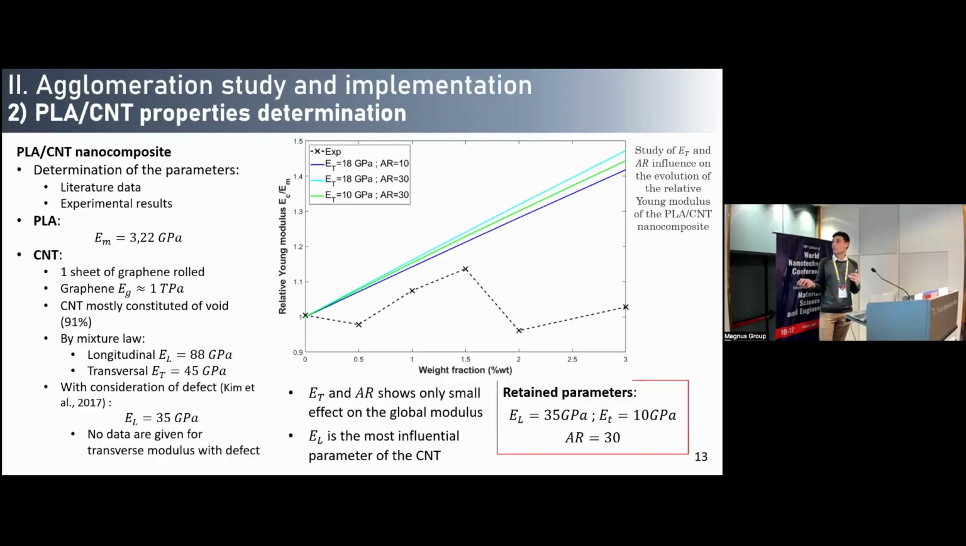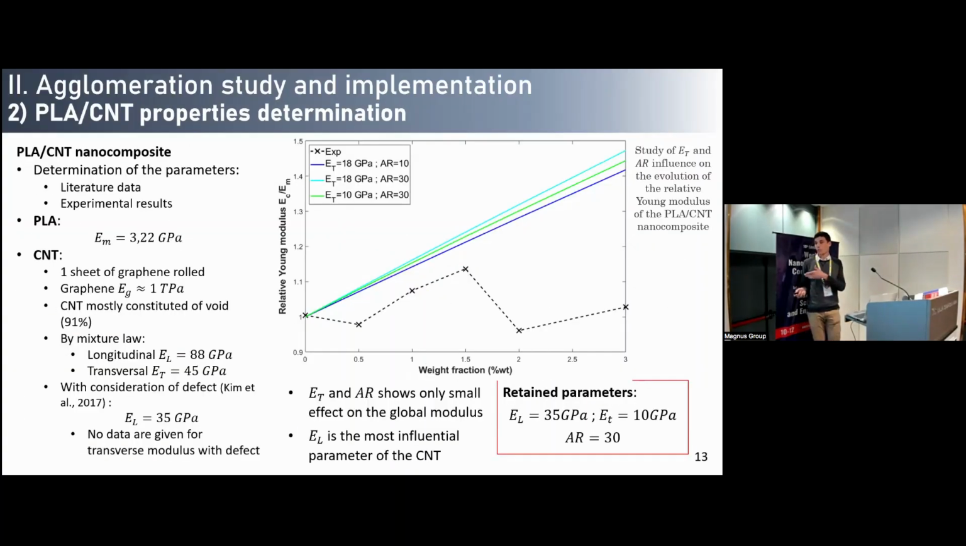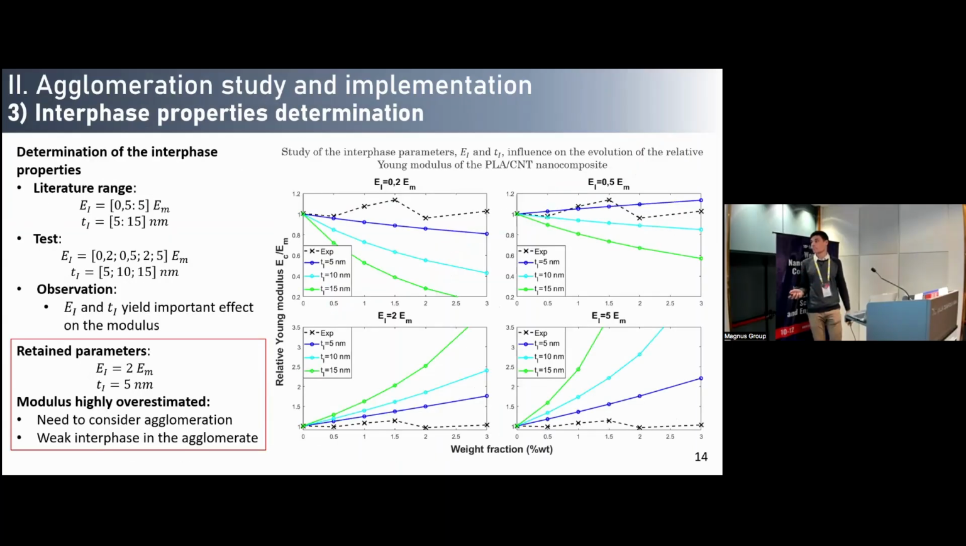No big difference was observed; the longitudinal modulus is the most important factor. So for the following part of the study, we choose a longitudinal modulus of 45 gigapascal, a smaller transversal modulus, and an aspect ratio of 30, which is closer to what we observe experimentally.